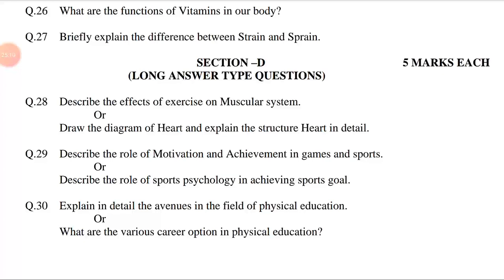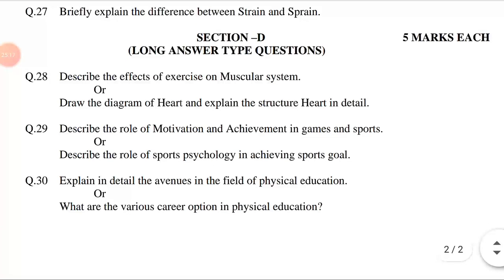Extra. Section question number 27. Briefly explain the difference between strain and sprain. Difference means differs, between, in the middle of two things. The question is related to chapter number 10, common sports injuries and rehabilitations. The answer may be the difference between sprain and strain, or as listed below. Write one side sprain and the other side strain.